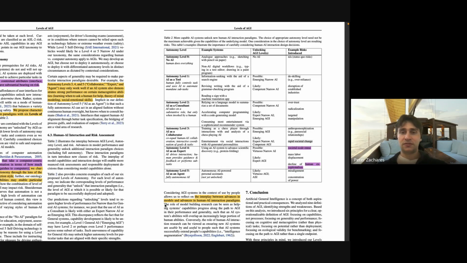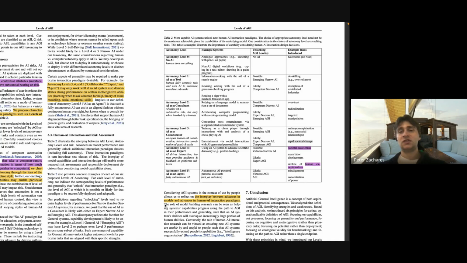Food for thought for sure. This next one, I thought this one was really interesting. Autonomy level 4, where AI is viewed as an expert. So it says AI drives interactions. Humans provide guidance and feedback on performance.